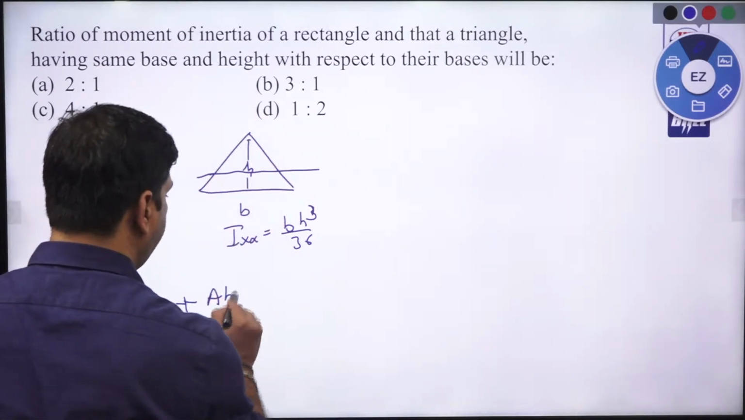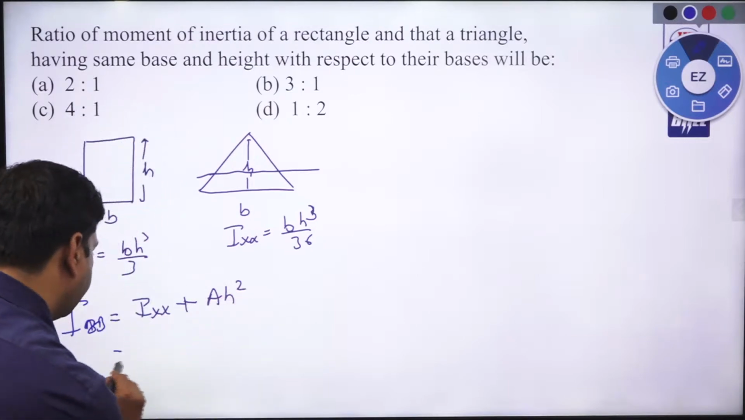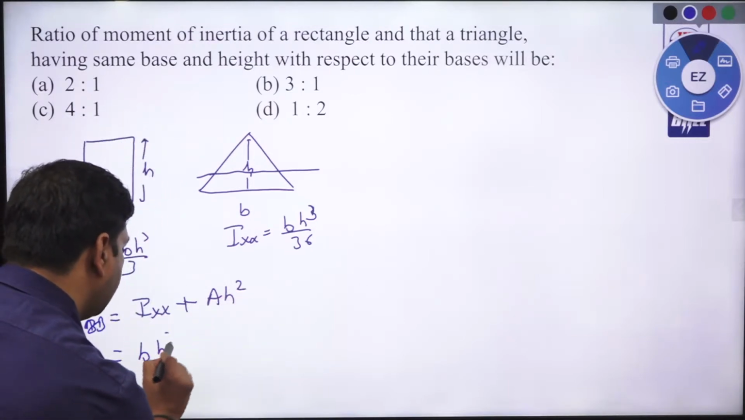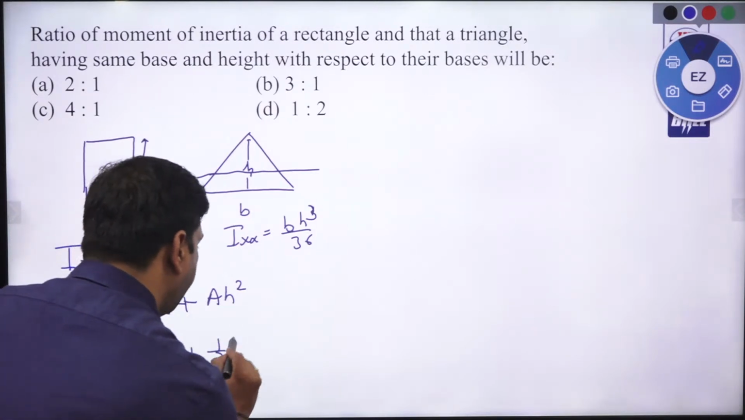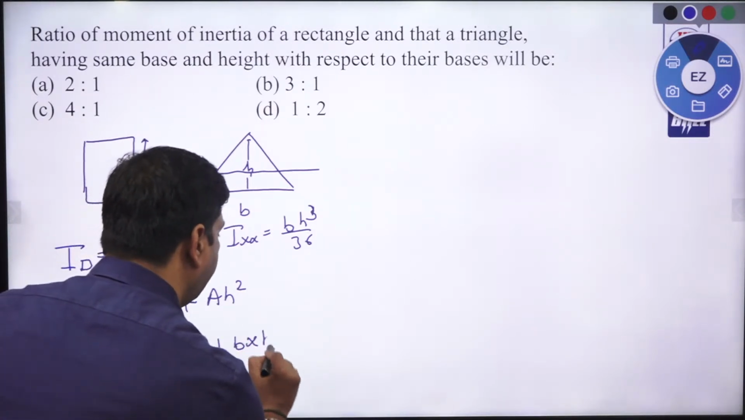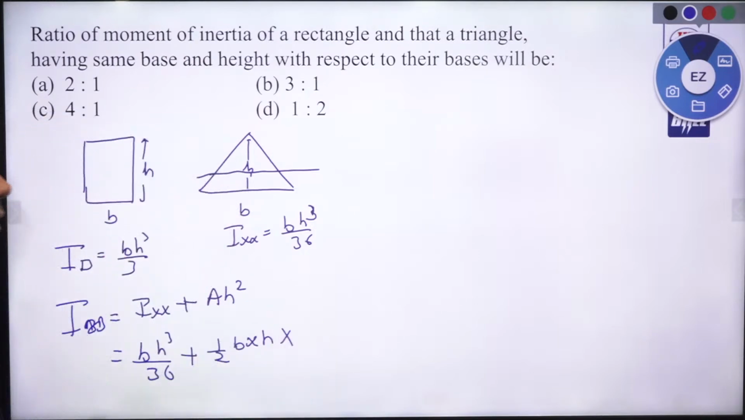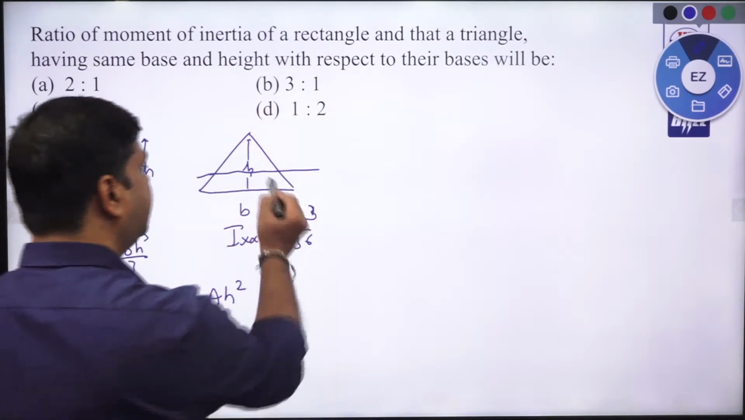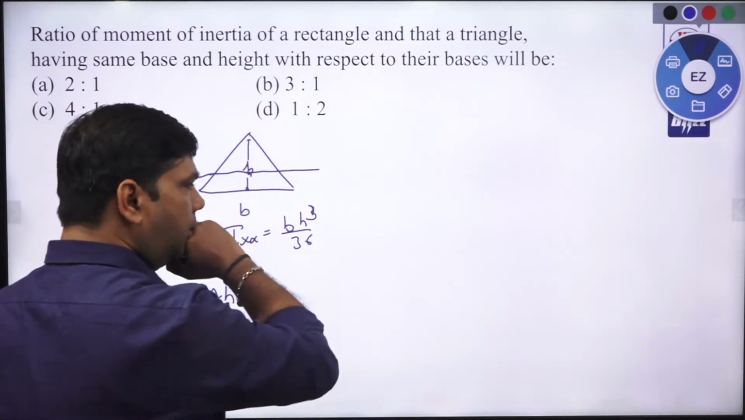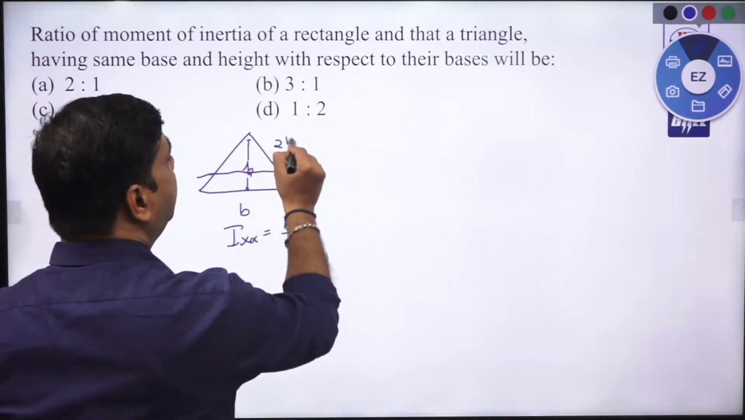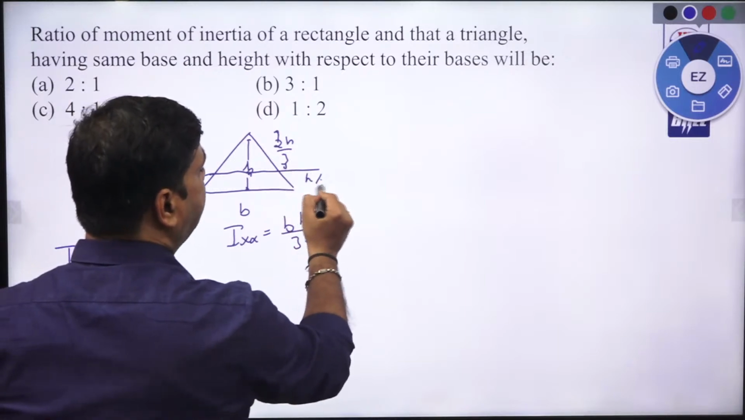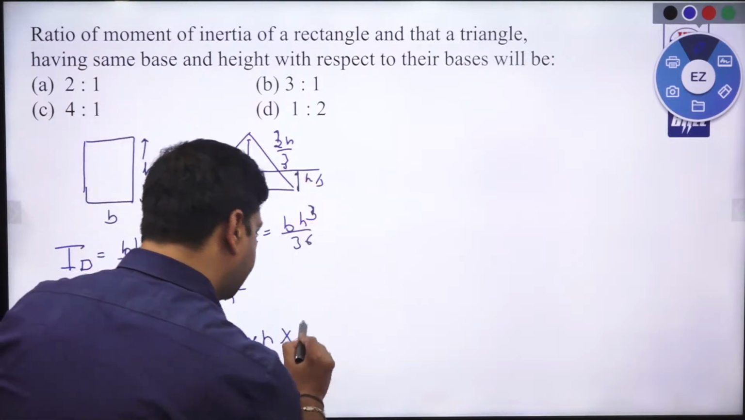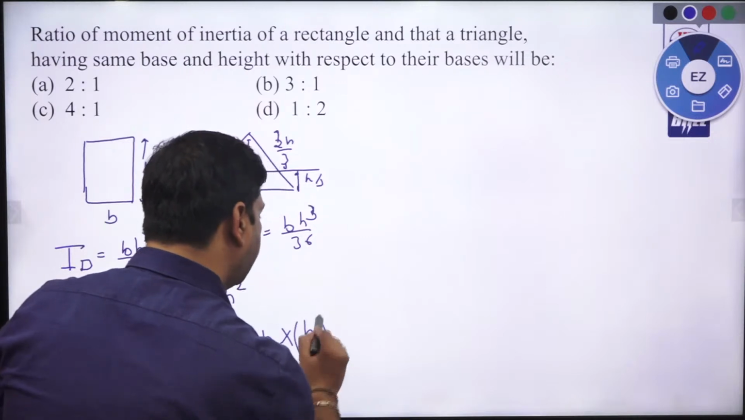A of H square. So this is BH cube by 36 plus half base into height. What is the area? After that, what is the centroidal distance between them? What is the value of H? It is 2H by 3 from the apex and H by 3 from the base. So it just came to be (H by 3) square.